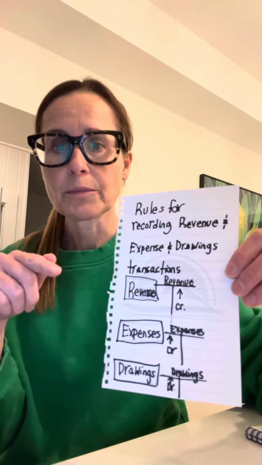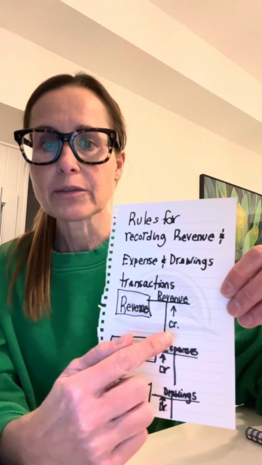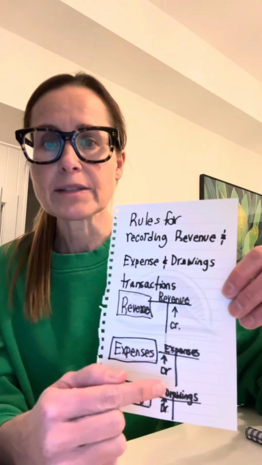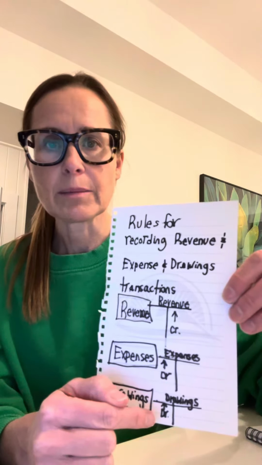Just to rehash, revenue, record as a credit because revenues increase equity. Expenses decrease equity, record as a debit. Drawings, always a debit.